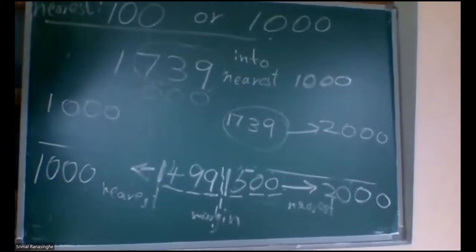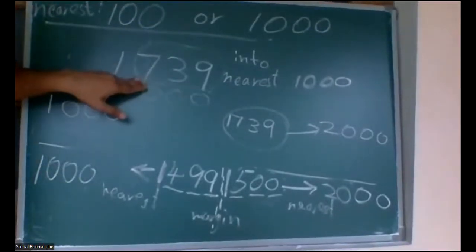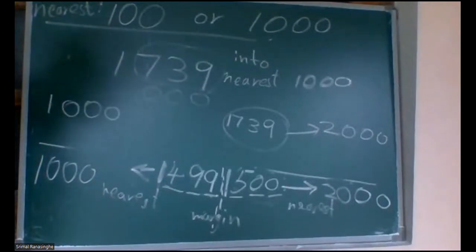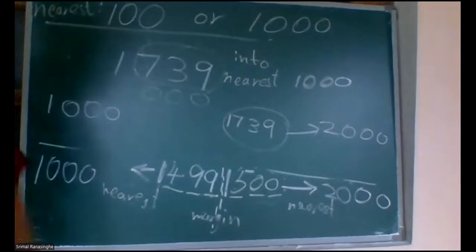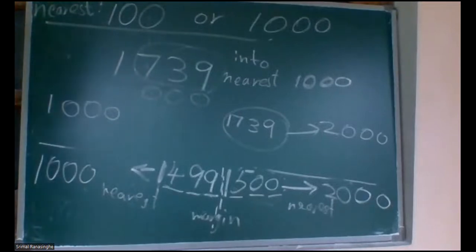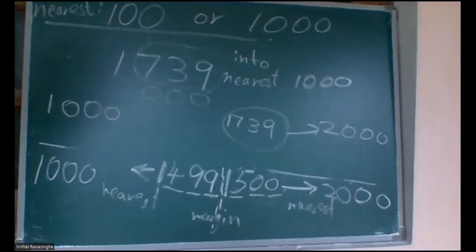Right. Write down here: 1739 to the nearest thousand. The answer is 2000.